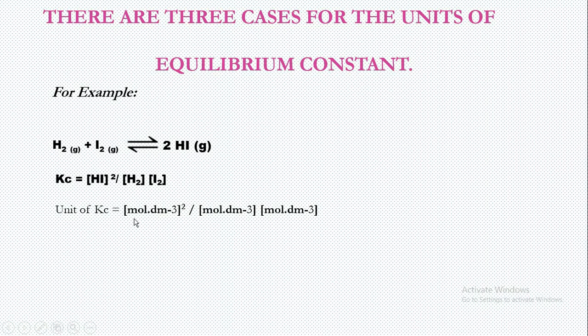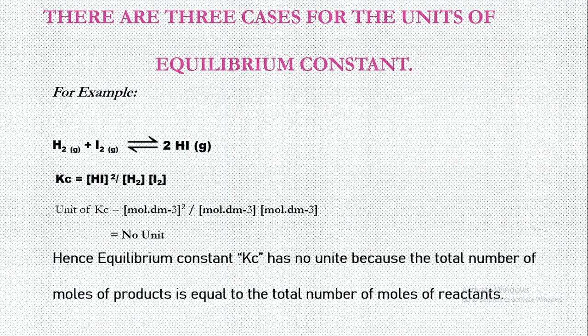The unit of Kc for this expression is written as mole of product, which are 2 moles of hydrogen iodide, divided by 1 mole of hydrogen and 1 mole of iodine each. So in numerator we have 2 mole as well as in denominator we have 2 mole. So the net unit is not present in this expression. We can say that in some reactions, when the number of moles of product is equal to that of moles of reactant, we will use no unit as the number of mole are equal.